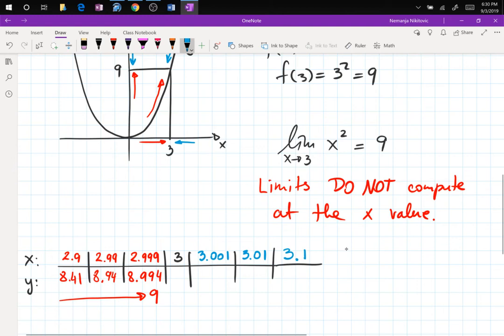So 3.1 squared is 9.61. Then 3.01 squared will give you 9.06. And then 3.001 squared will give you 9.006. What is the trend here? Goes again towards 9. We see that the red numbers are rising to go into 9, and the blue numbers are getting smaller, diminishing to get into 9.